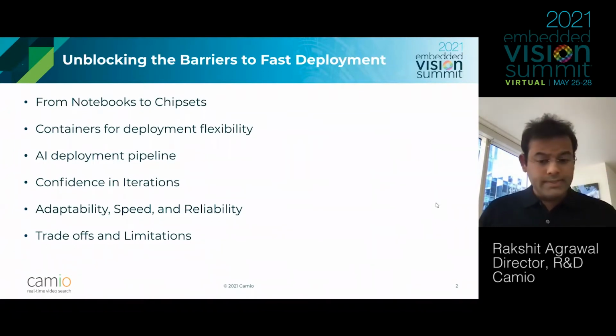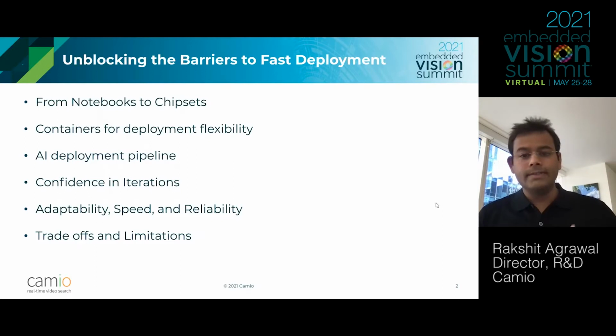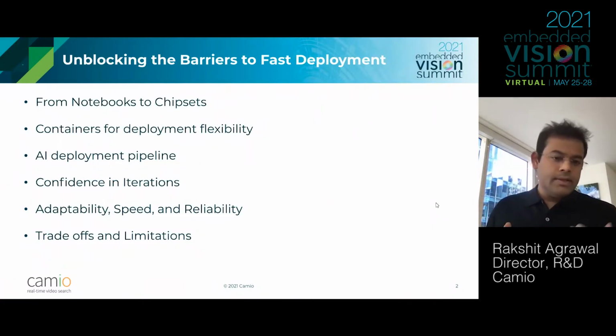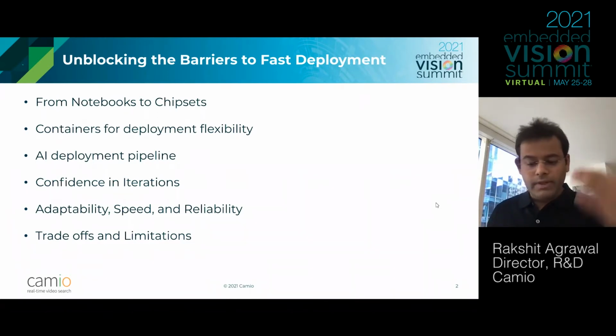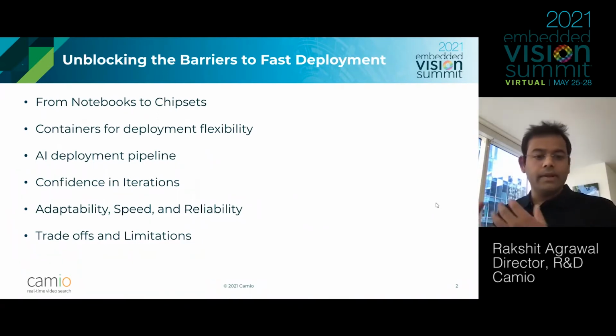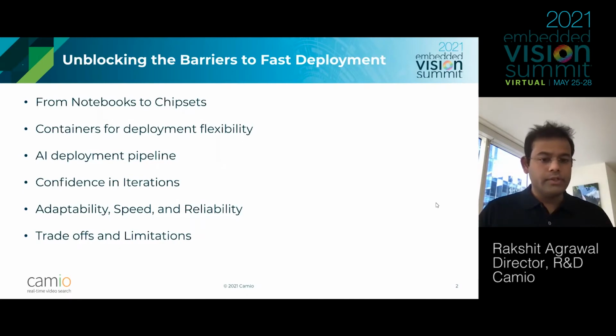And also we'll discuss the full AI deployment pipeline from research to end, how Camio works with such a pipeline, and how it adds confidence in the iterations. Because we need continuous iterations as we are improving our solutions, improving our AI models, improving the algorithms. There are so many pieces, and we want to be able to develop it, spend time in development, and then take it all the way to the production side without too much concern and with confidence.